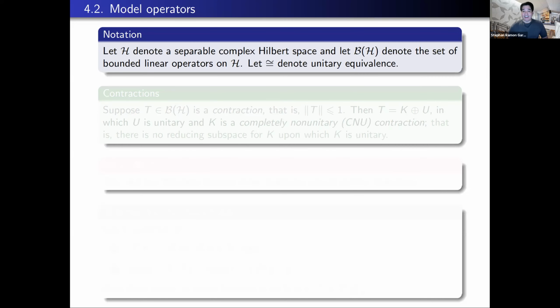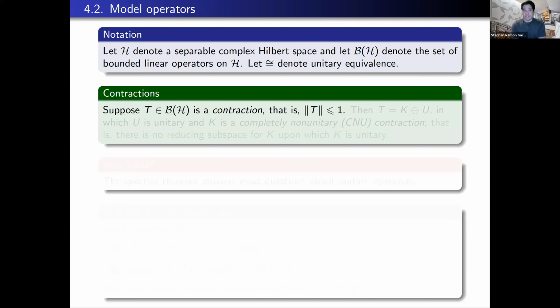So what I'd like to end on is a really, really cool result that tells you why these things are called model spaces. It's going to require a little bit of setup, but it's sort of going to be the big bang at the end. So we're going to let H now denote a separable complex Hilbert space, an abstract Hilbert space. B(H) is going to be the set of bounded linear operators on H. And we're going to let the squiggle equal denote unitary equivalence. So we're now not thinking about H², we're dealing with abstract Hilbert spaces.